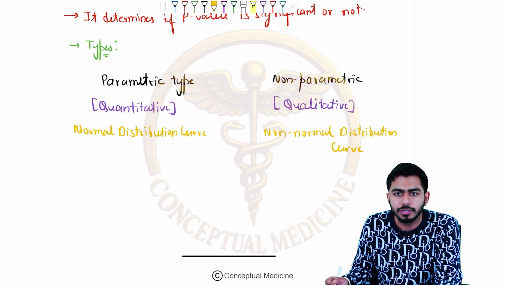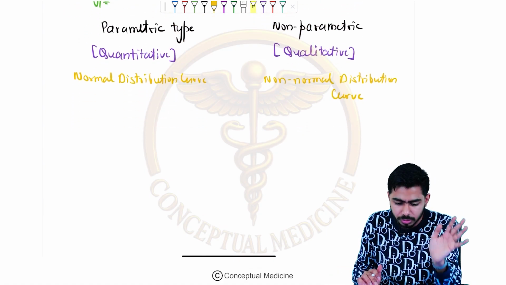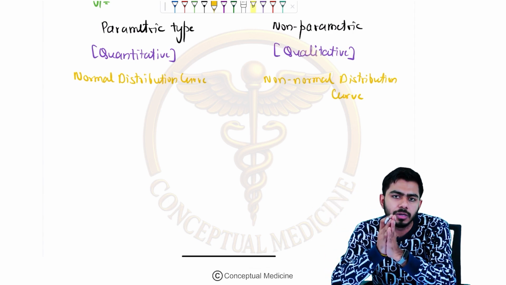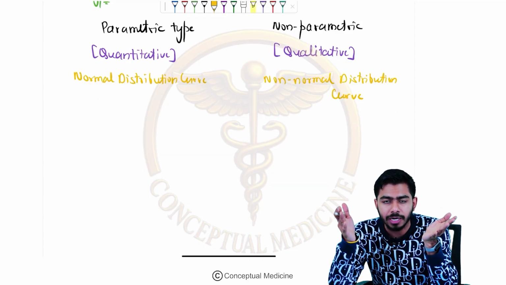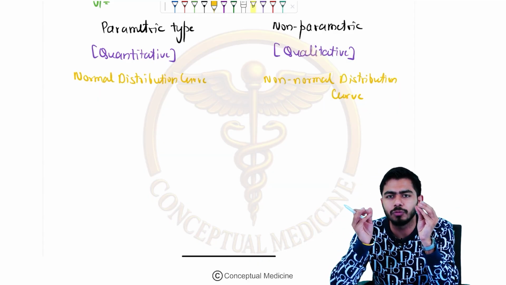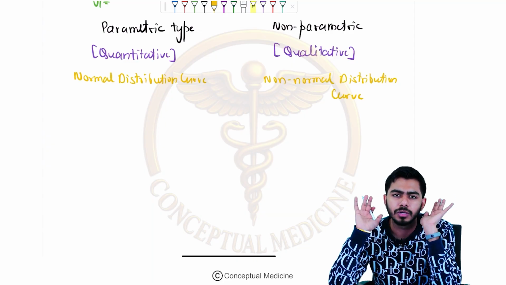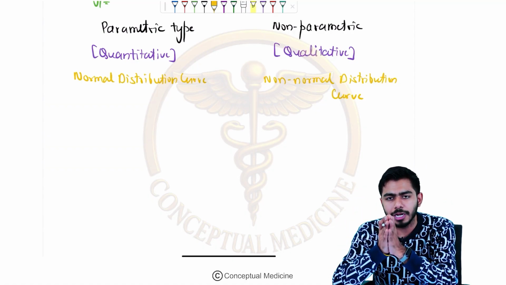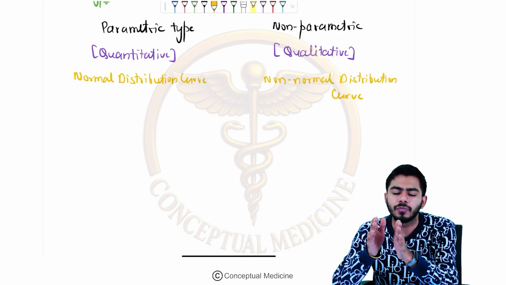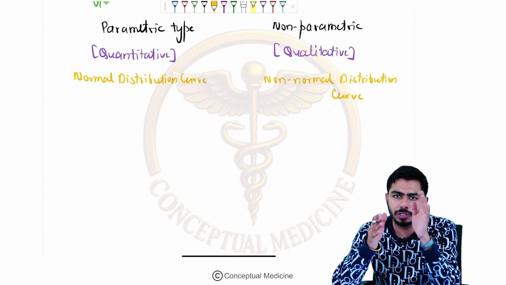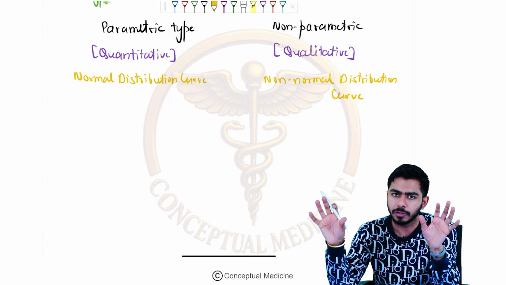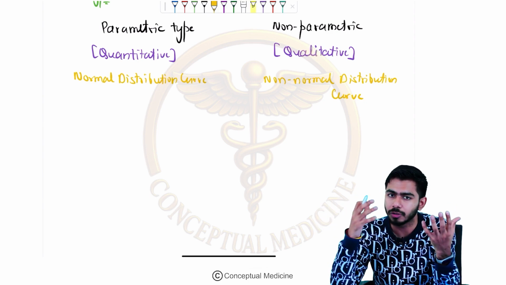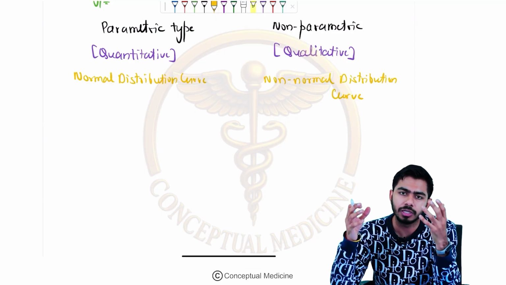Understood? Now in the normal distribution curve, guys, we have some tests of significance. In the non-normal, we have some other tests of significance. But at what point do we decide that this test should be done or that test should be done? You need to know that on the very simple phenomenon that I told you in the very first chapter of biostatistics. You need to find out whether the variable given in front of you is quantitative data or qualitative data. Is it countable data or measurable data? If it is countable data, it is qualitative data. If it is measurable data, then it is quantitative data.